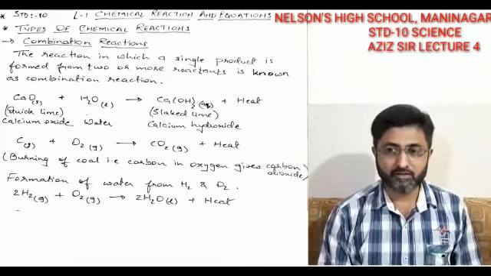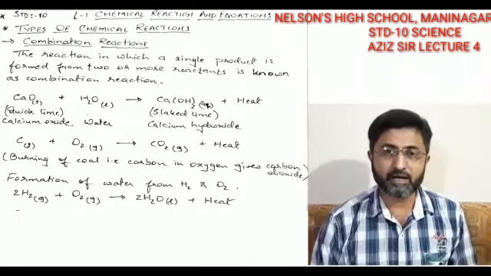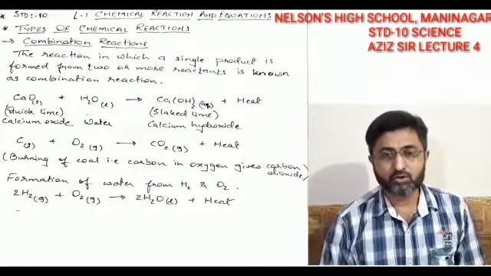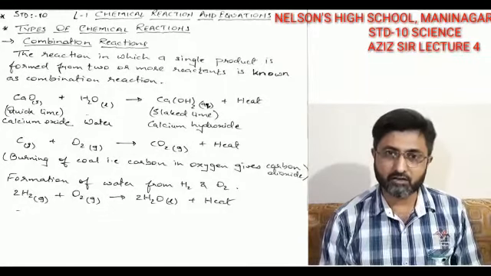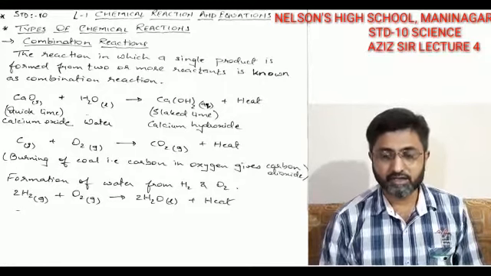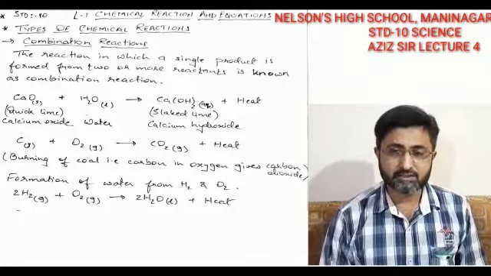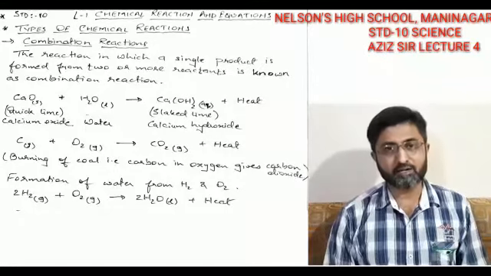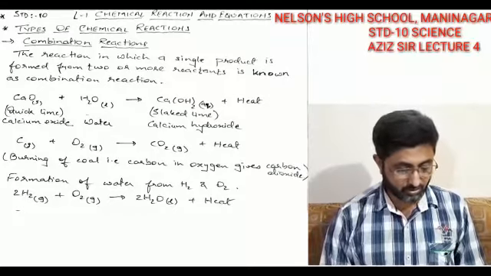Now what is a combination reaction? Combination reaction is nothing but the reaction in which two or more substances combine to give a single product. Only one single product is formed. Such type of reactions are called combination reactions. It can be two reactants, it can be more than two reactants, but the product is always a single product. So a single product formed at the end of the reaction is called a combination reaction.